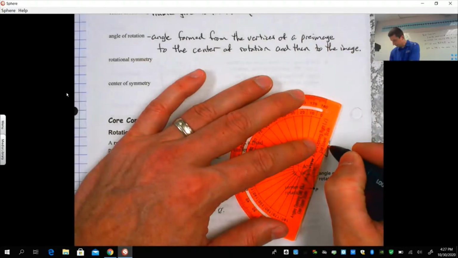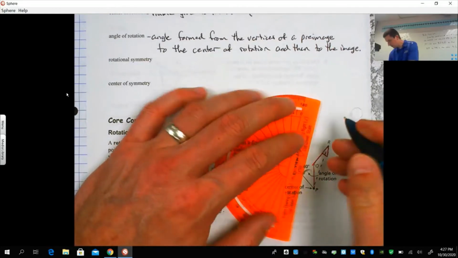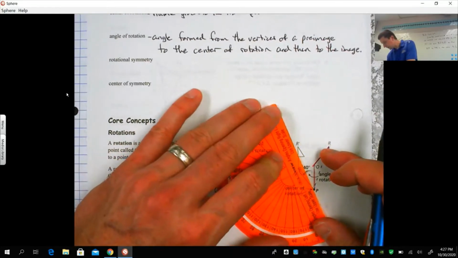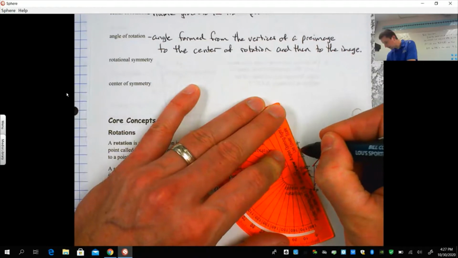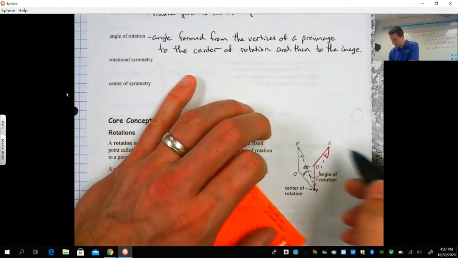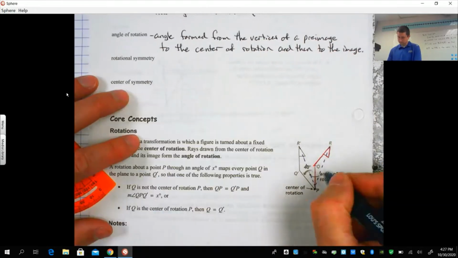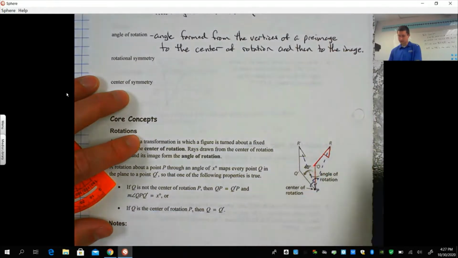So if I draw a line from R to P and then from P to R prime, that should also be 40 degrees. So that measurement should be congruent to that measurement. No matter what points you use, it always should be the same there.